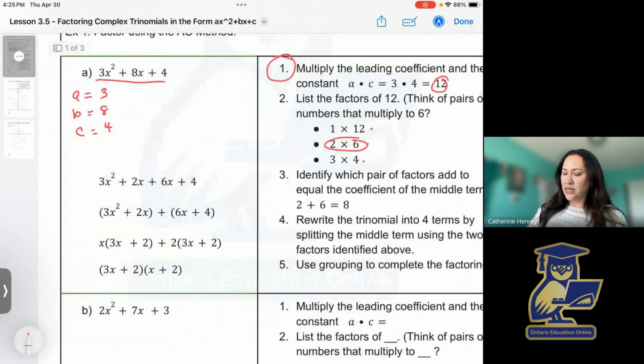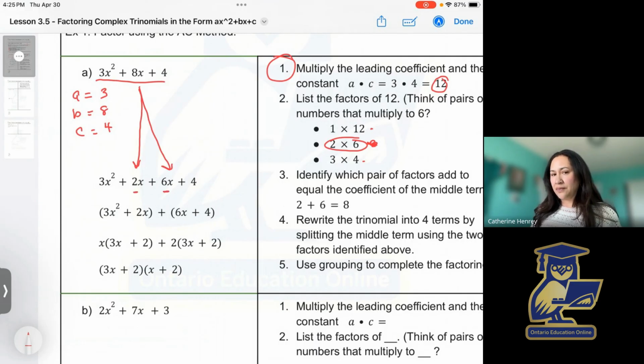So here's what we did. Basically, we found 2 and 6, and those are our special numbers here. And what we did was we took the middle term and we split it into 2x and 6x. Then the grouping involves putting brackets around the first 2 terms and brackets around the second 2 terms.